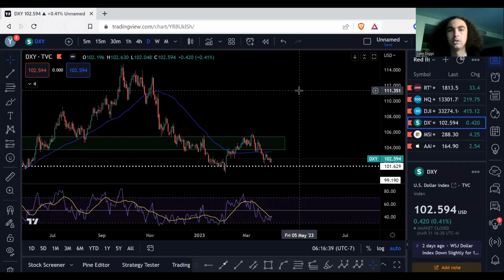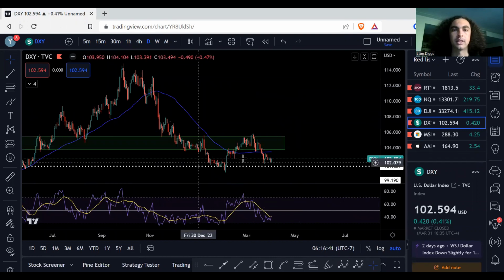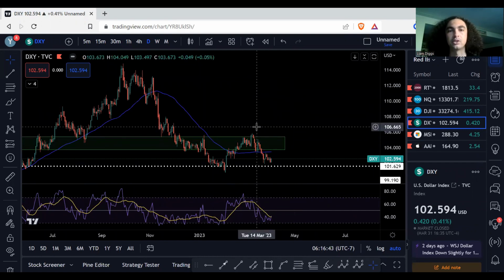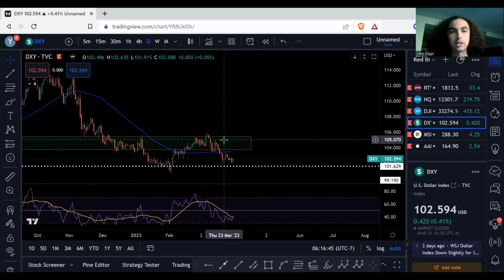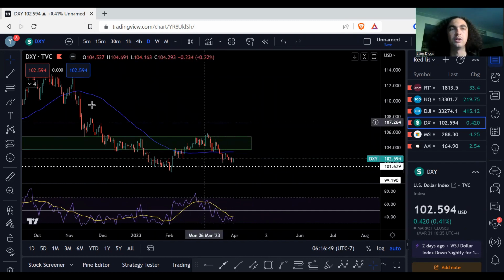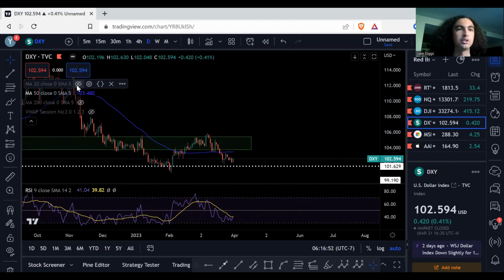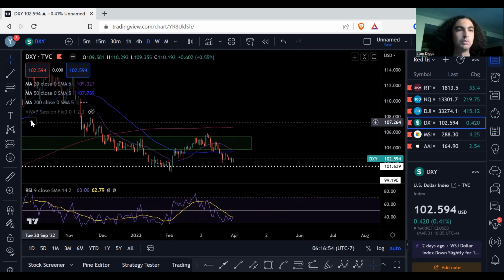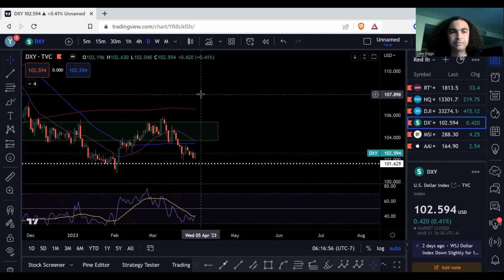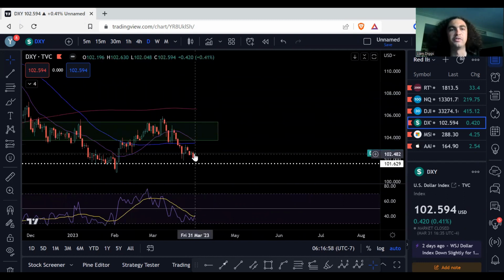All right, we'll go ahead and start off looking at a daily time frame for the DXY. As you can see, last week we broke through our 50-day moving average. Let me get my other moving averages. Boom, boom, there we go. As you can see, we broke through our 50 moving average.